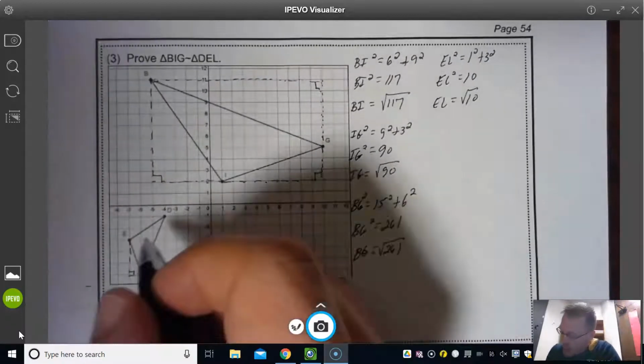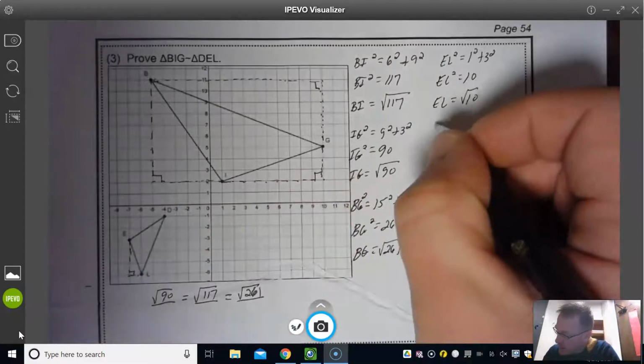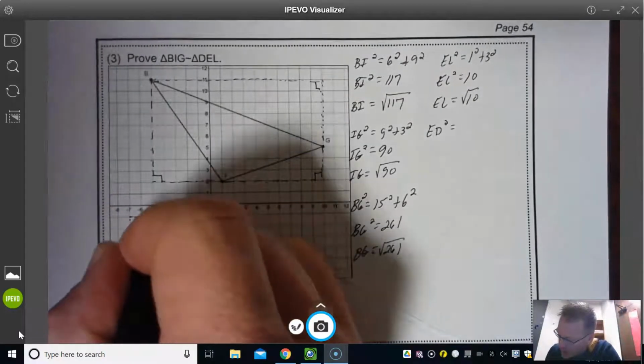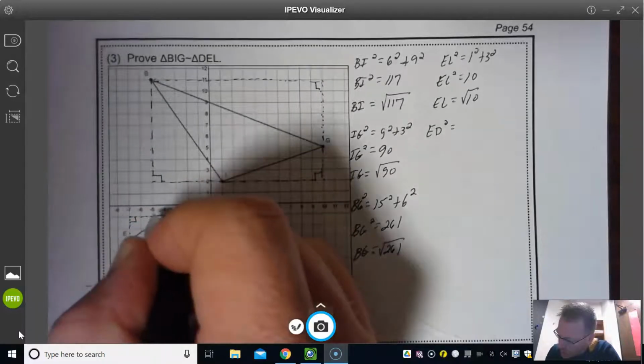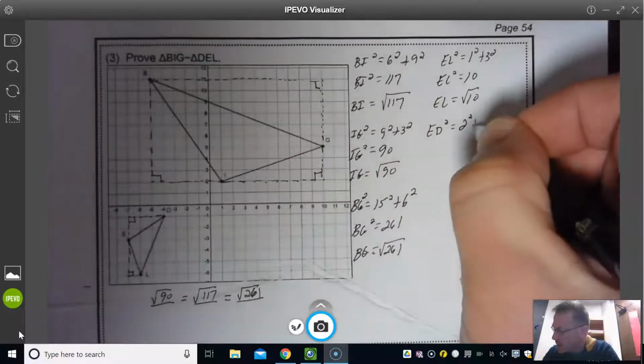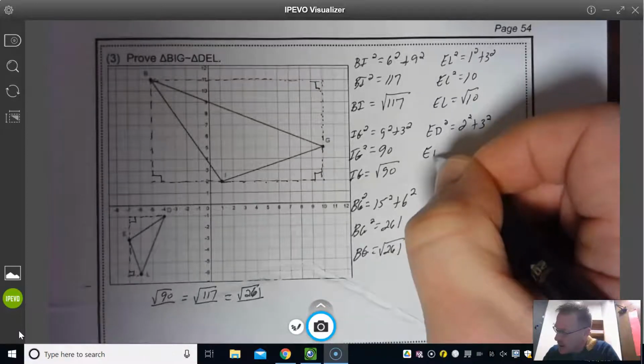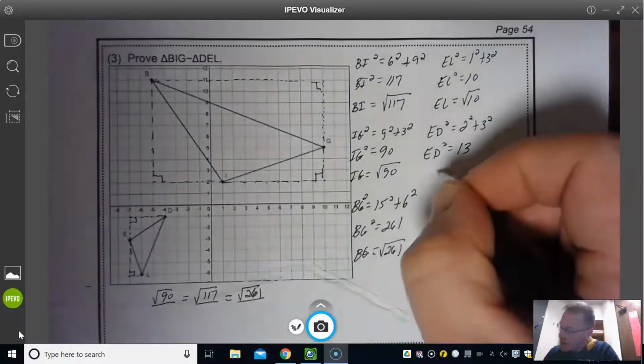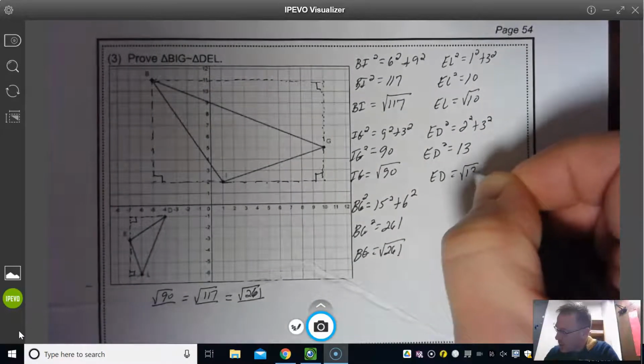All right, and then let's find ED here. ED squared is equal to, I'll draw that in real quick, and it looks like 2 and then 1, 2, 3. So 2 squared plus 3 squared. ED squared is equal to 13, and that means that ED is equal to the square root of 13.